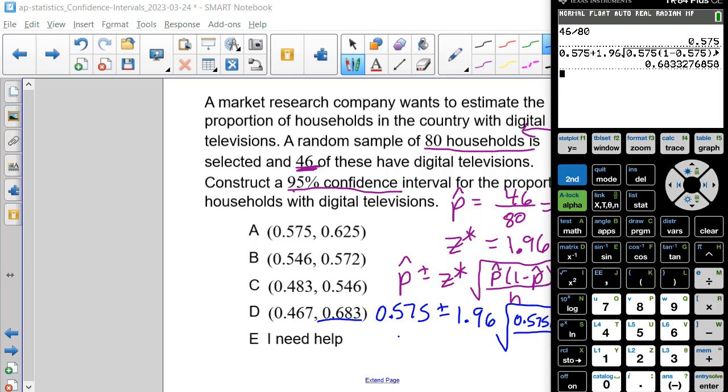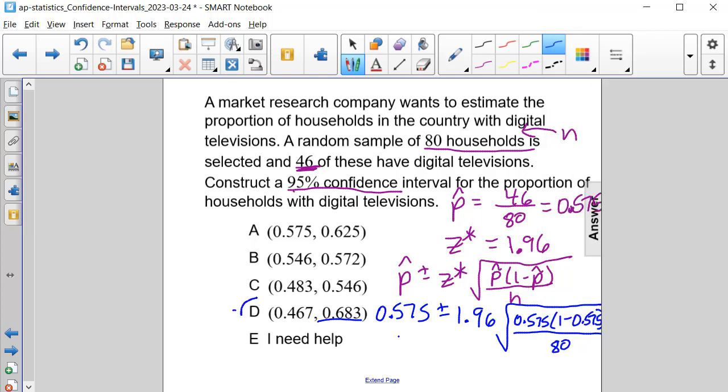But now let's actually do the calculation with the subtraction sign in here. And if we put in the other one, we get about 0.467, because the 6 here rounds that one up to a 7. So this does verify that answer choice D is the correct answer.